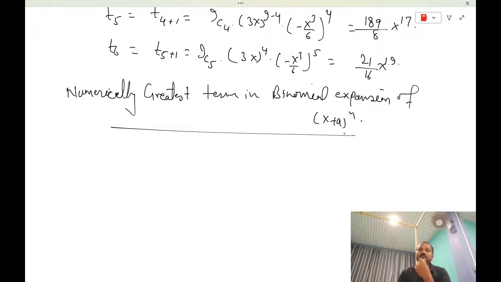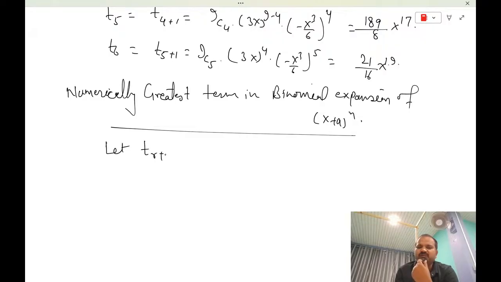It will be independent of the sign. So we will only see which term has the coefficient that is numerically the greatest term in x plus a whole to the power n. Generally this can be asked. So without expanding the series, we can find which term is the numerically greatest. First of all, we will find the conditions for which it will be suitable.